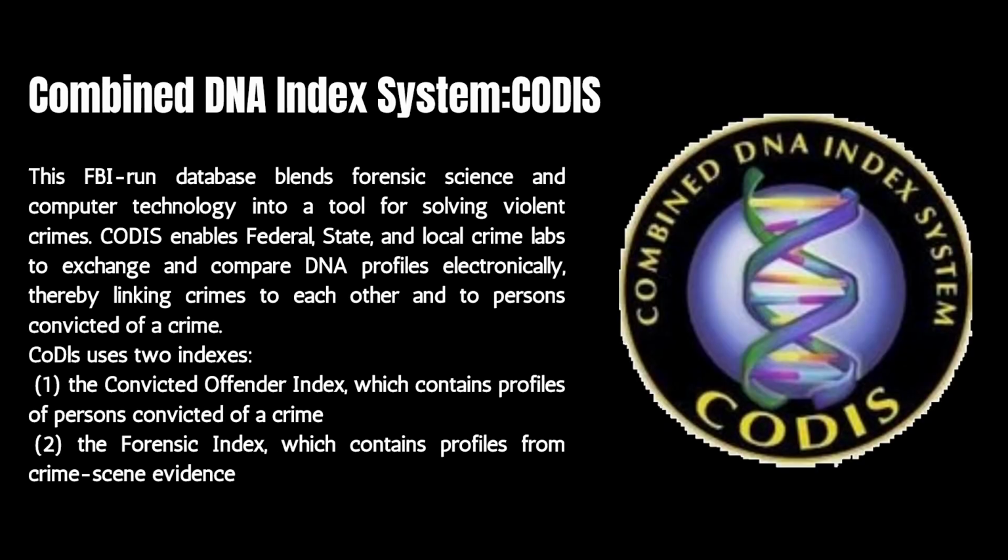Combined DNA Index System, that is CODIS. This FBI-run database blends forensic science and computer technology into a tool for solving violent crimes. CODIS enables federal, state and local crime labs to exchange and compare DNA profiles electronically, thereby linking crimes to each other and to persons convicted of a crime. CODIS uses two indexes. First one is the convicted offender index, which contains profiles of persons convicted of a crime. Second one is the forensic index, which contains profiles from crime scene evidence.